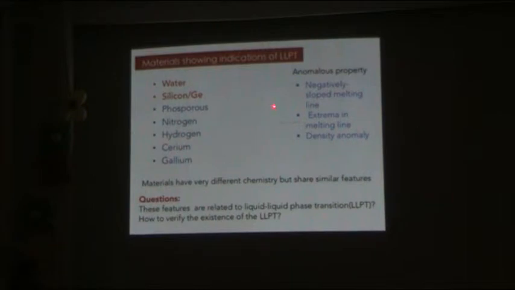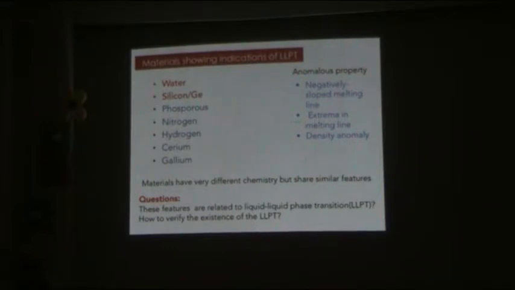For these kinds of materials, if I list just some of them, you can see there are molecular-like systems, for instance water, nitrogen, and also phosphorus. There are some other materials like the semiconductor materials, silicon and germanium, and some of them even are in a highly condensed phase with strong quantum effects, such as hydrogen. And also transition metals like cerium share some of these anomalies.